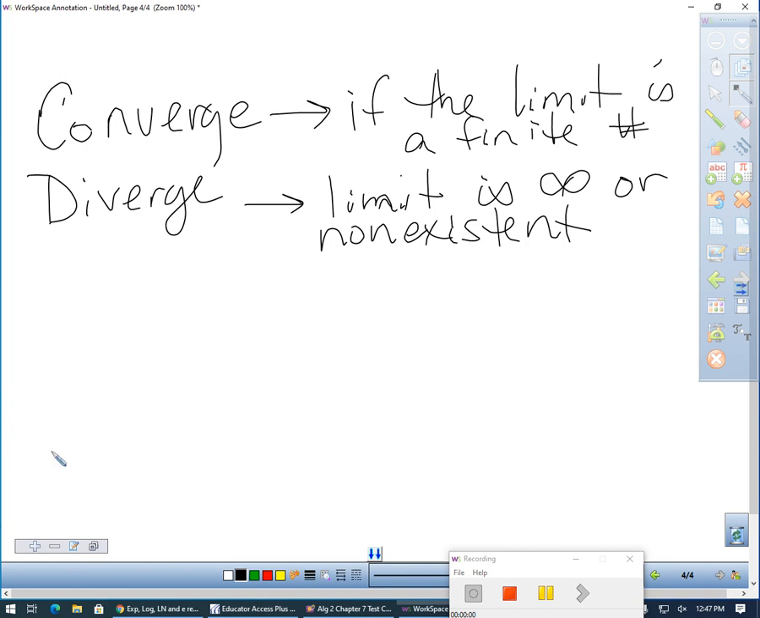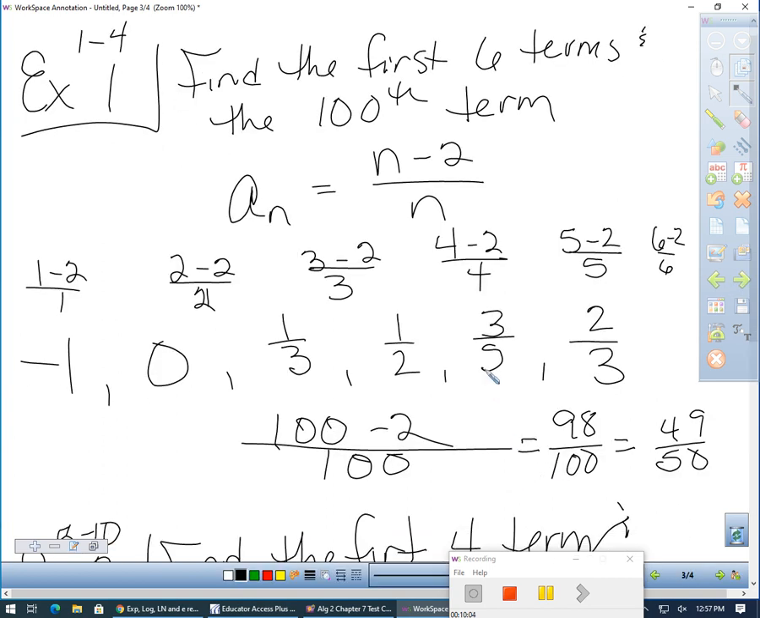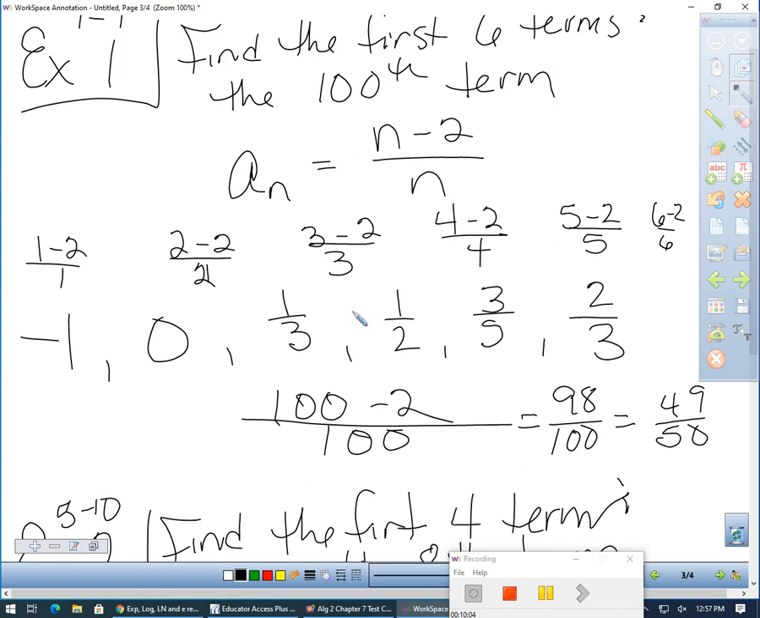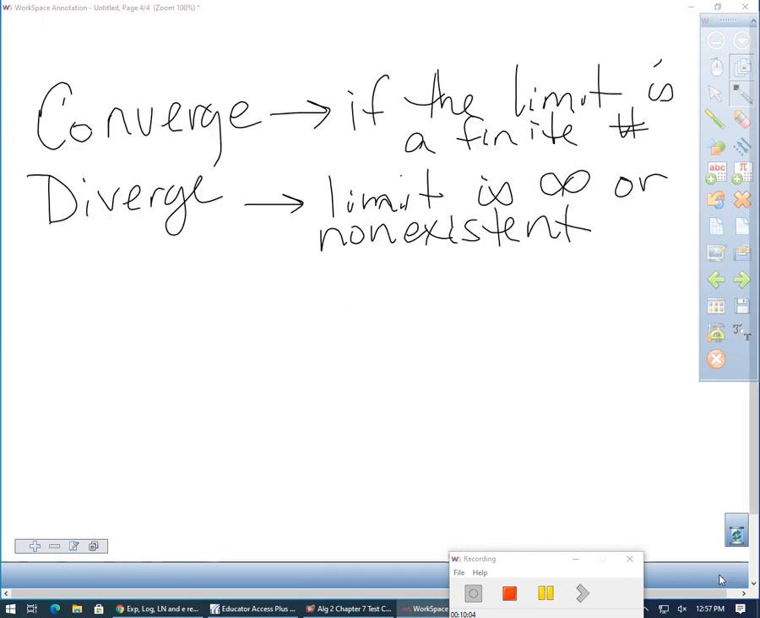So just real quick, I'm going to go back to that previous problem we did. Let's talk about this one. As those numbers go out, you're out to 100, right? The 100th number, we get 49 over 50. What number are we getting closer and closer to as the sequence keeps going? You're getting closer and closer to 1, right? It's never going to get over 1 because the top's always going to be smaller than the bottom. But it's getting closer and closer to 1. So is this converging or diverging? It's converging, right? Because it's getting closer and closer to a number.